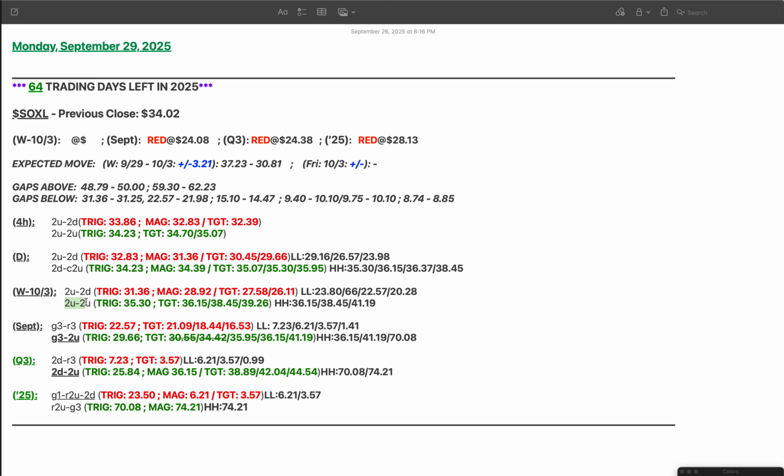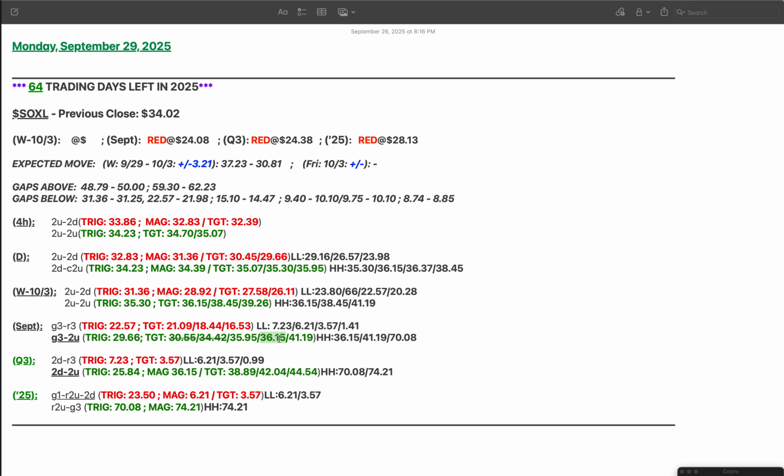To the upside, we would have a 2 up, 2 up continuation, triggering at 35.30 with the target of 36.15, 38.45, and 39.26. I won't go to the charts for the month, the quarter, and the year because we already went over those early in the video. But again, we're in this 3-2 up. We're solidly above this trigger of 29.66.